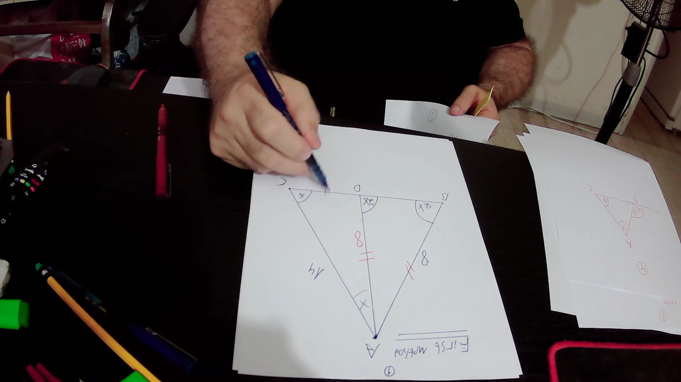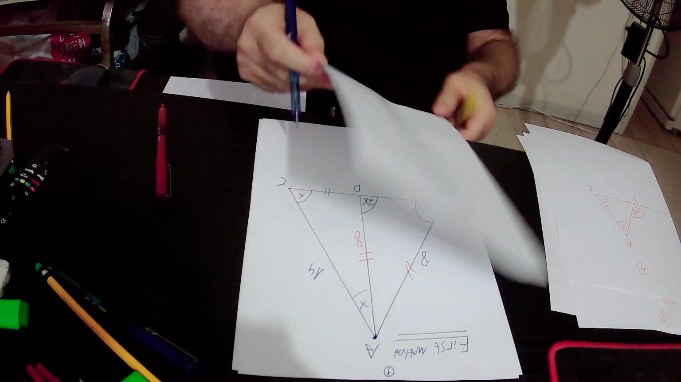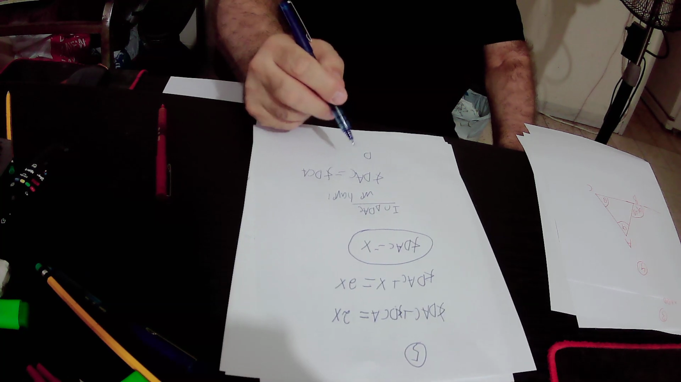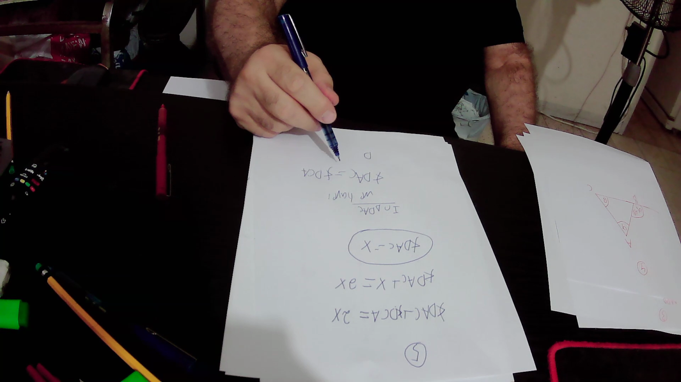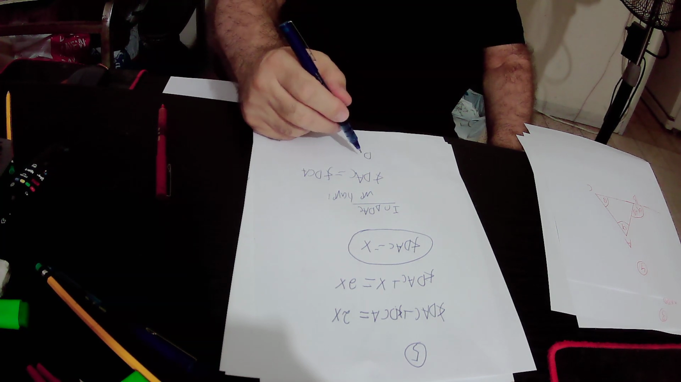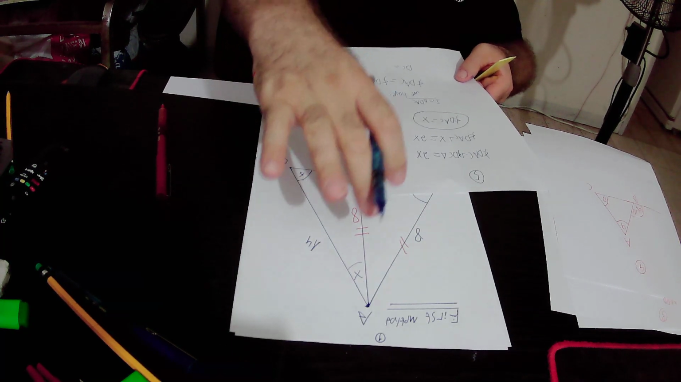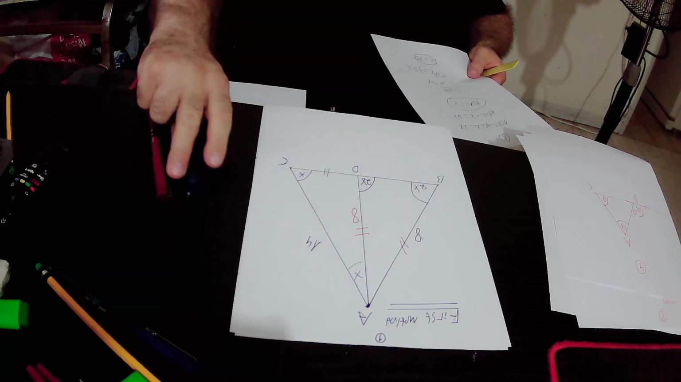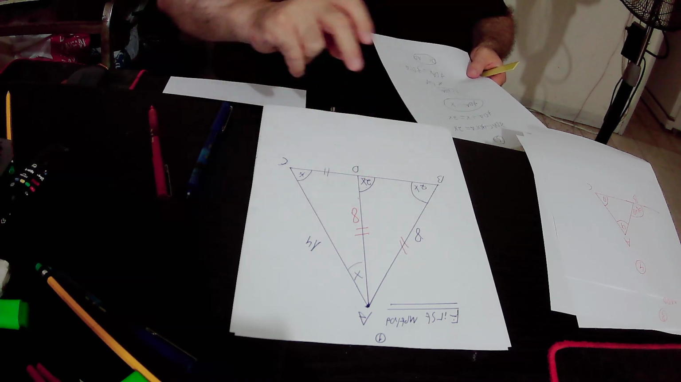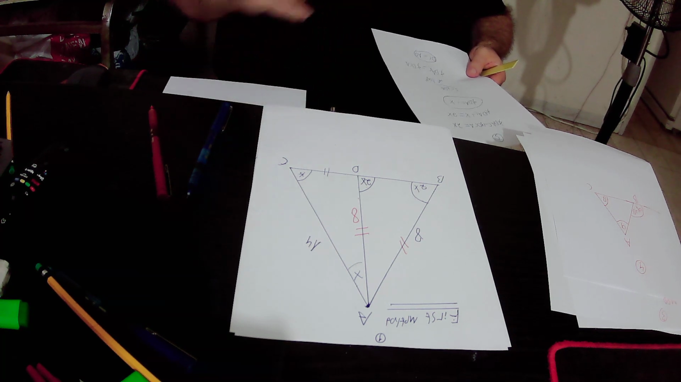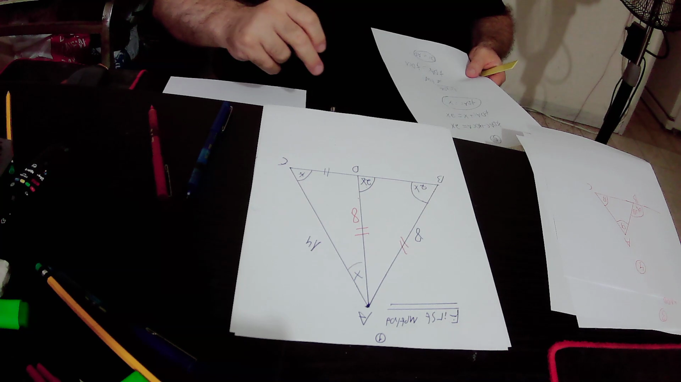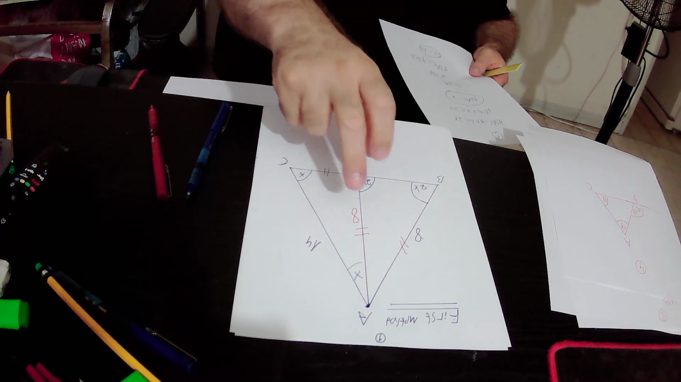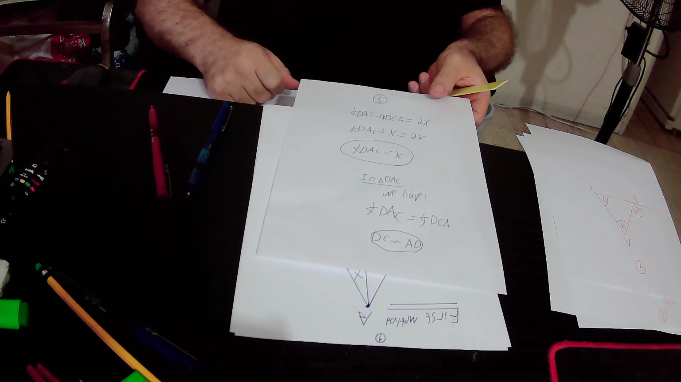That is to say, DC equals AD. According to the first rule, because we have two equal angles in triangle DAC, we also have two equal sides. Whenever we have two equal angles in a triangle, we always also have two equal sides, because in front of equal angles we have equal sides. So AD is in front of x and DC is also in front of x, so those two sides are equal. That is to say, DC equals AD.